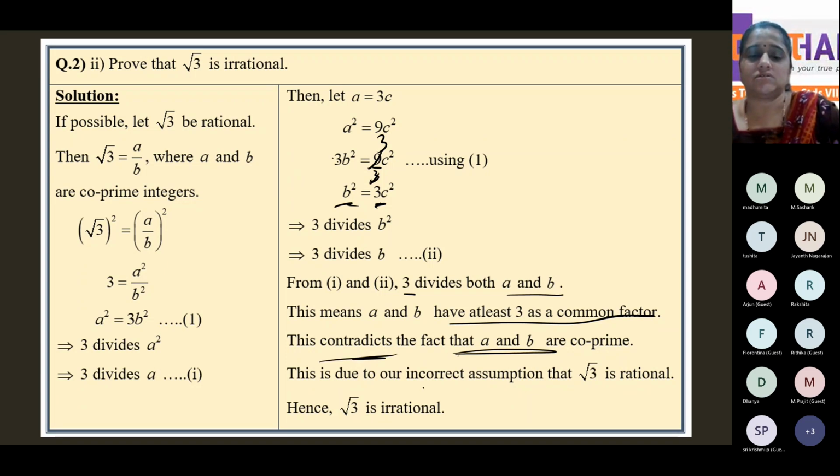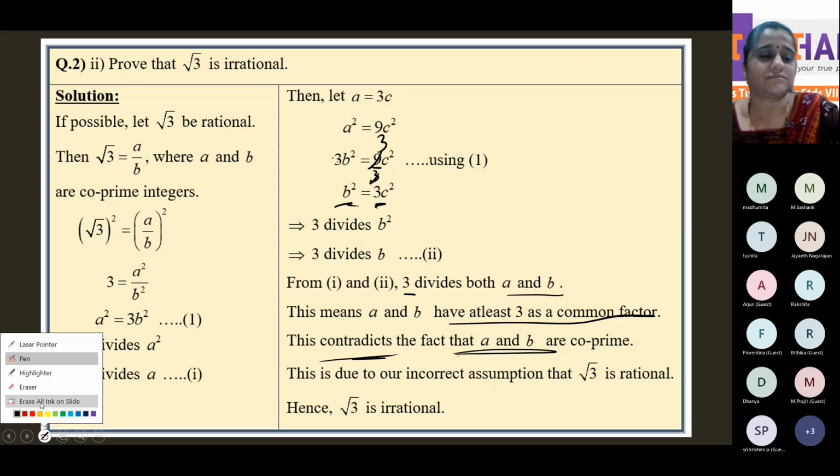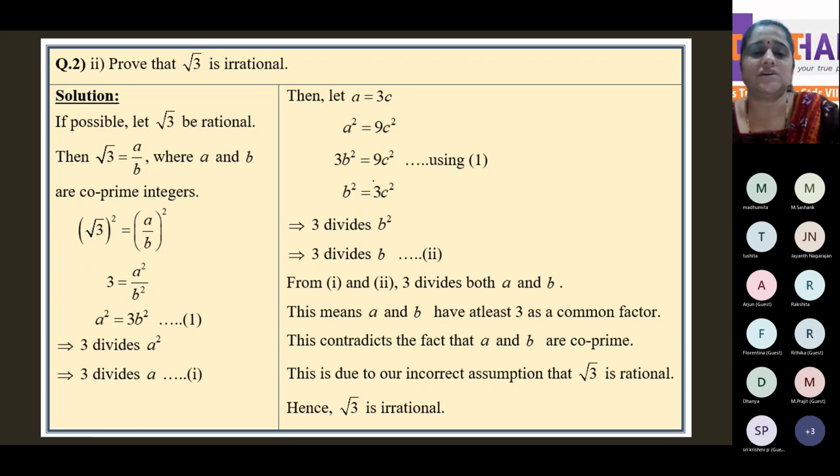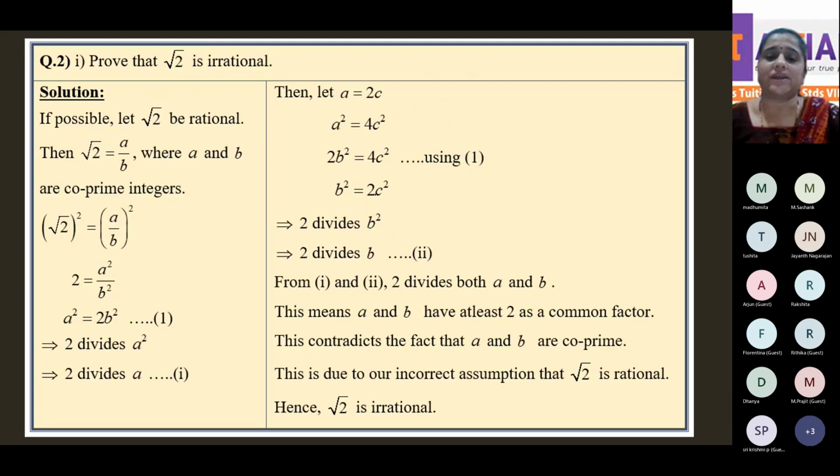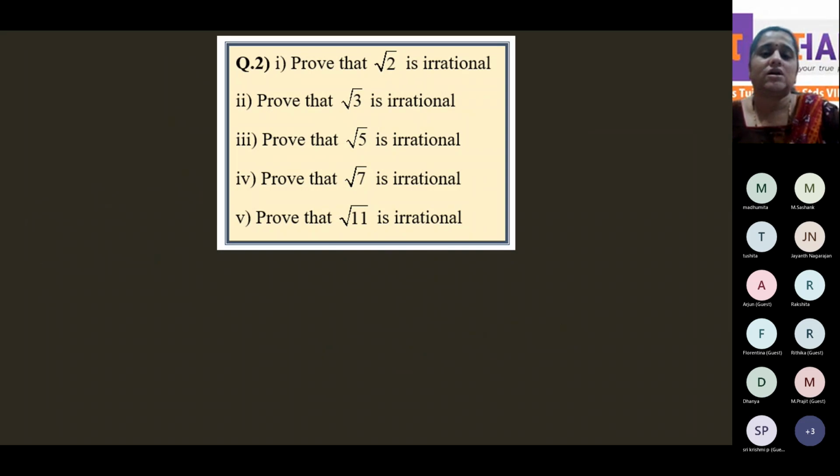It's a contradiction. Isn't it similar, children? Just that here you get 3 and 9. Now, with the help of this one, please try to work all this by yourself. Prove that root 2 is irrational, root 3, root 5, root 7, and root 11.